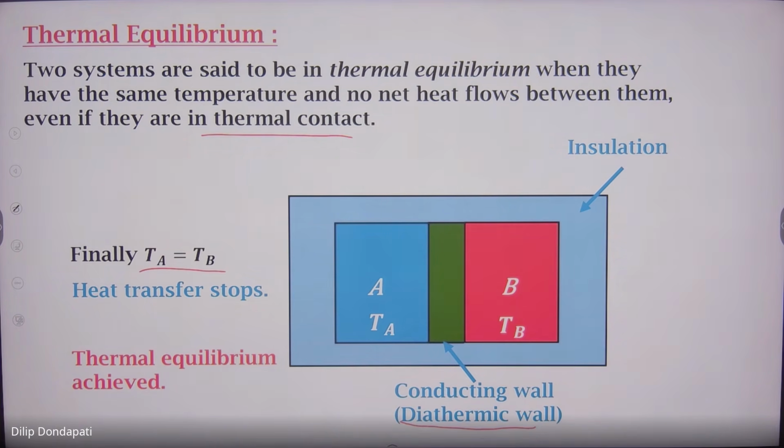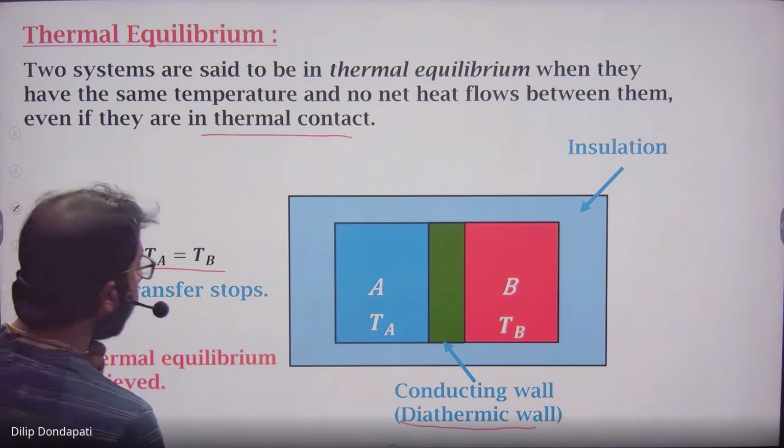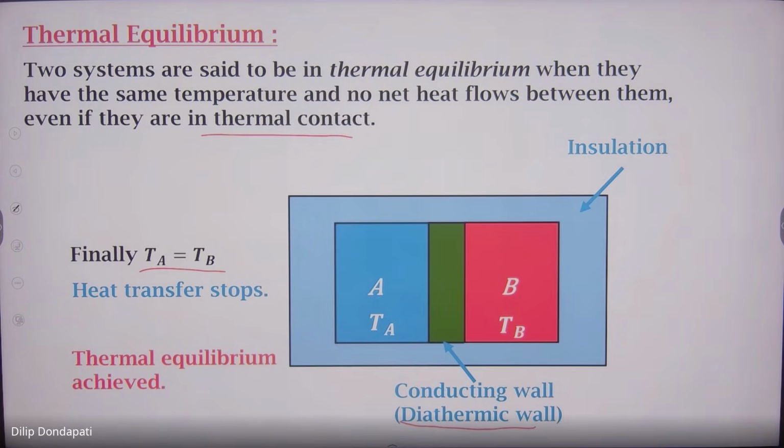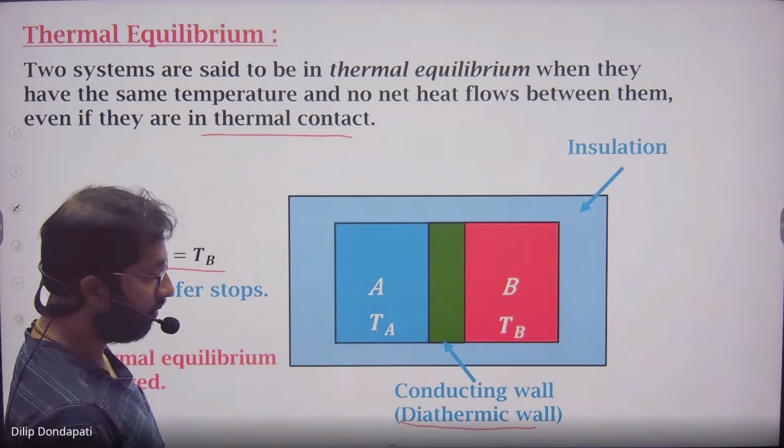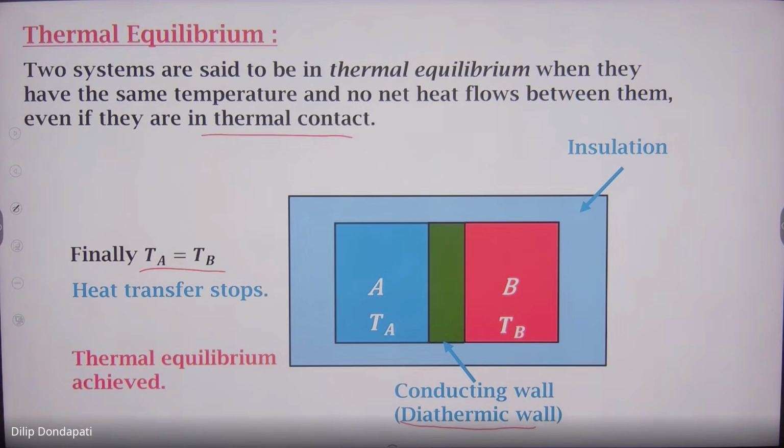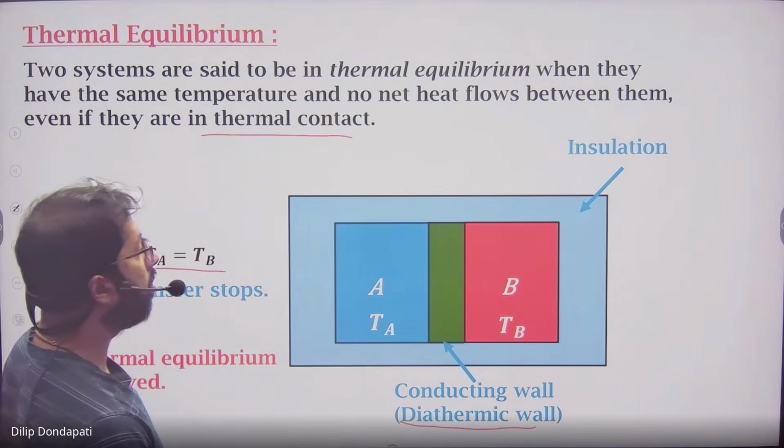And conducting wall we call a diathermic wall. And insulating wall we call an adiabatic wall. Remember adiabatic and diathermic wall. And this is the chapter where an 8 mark question comes from. And this is a purely formula based chapter.